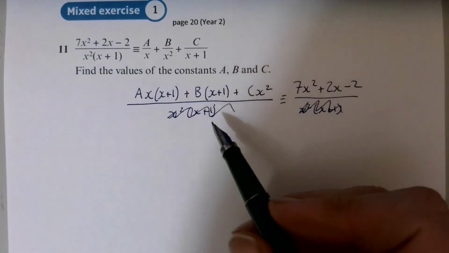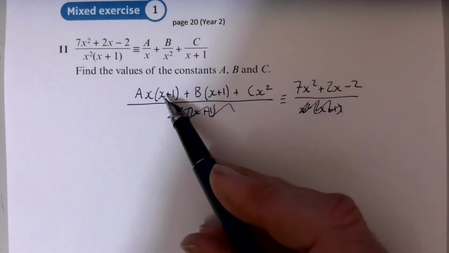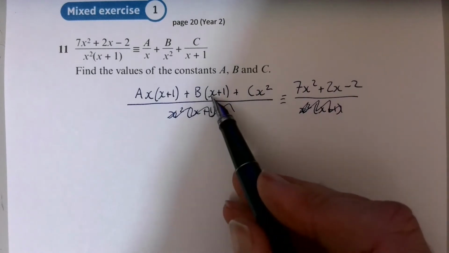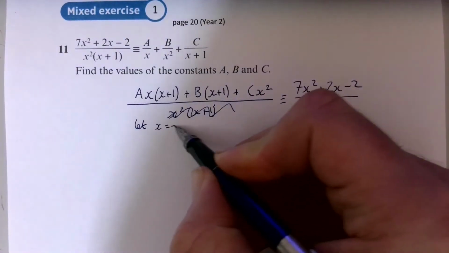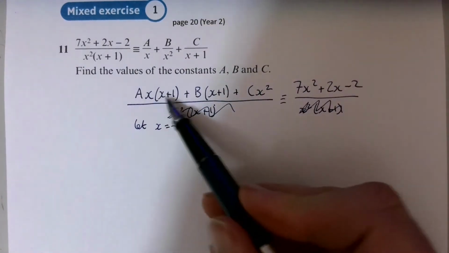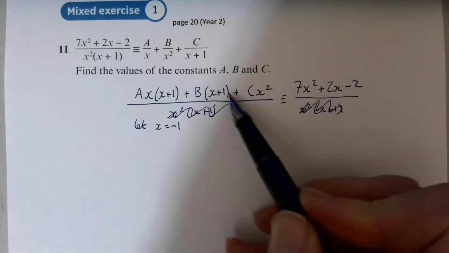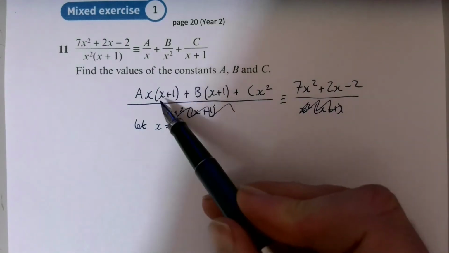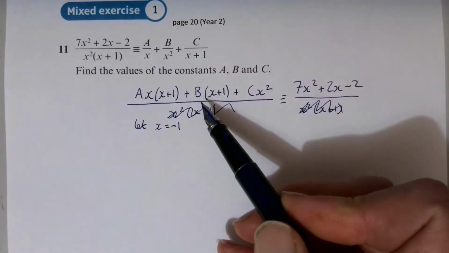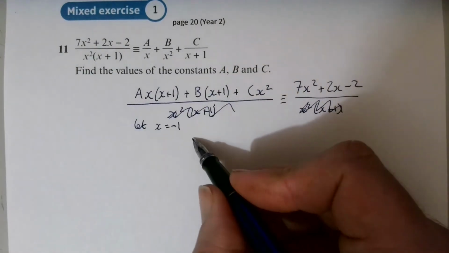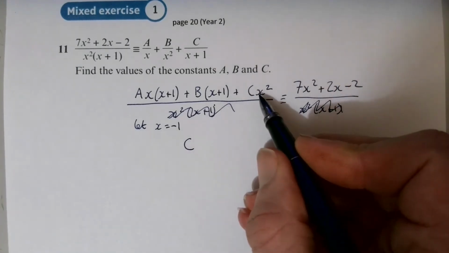And the next thing we can do is we can look to get rid of everything apart from the c's on this left hand side by letting x equal -1. The reason for that is so that this factor here, this bracket, is worth 0. That will mean that whatever this is times a is going to be 0, whatever this is times b is going to be 0. So we're just going to be left with c times x squared.